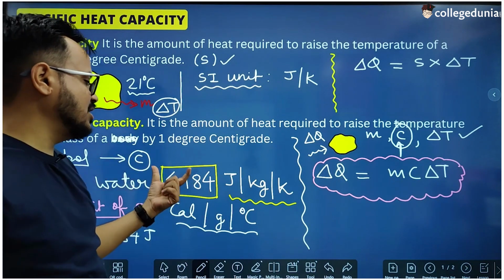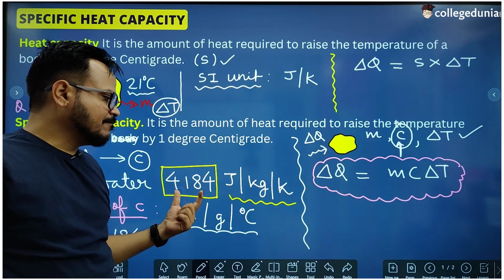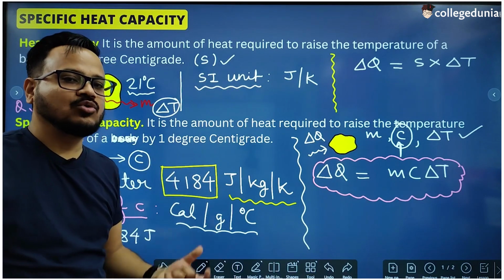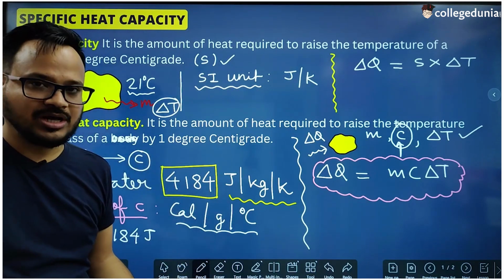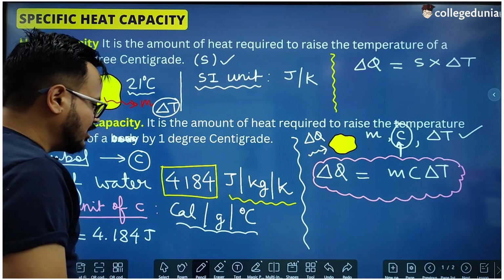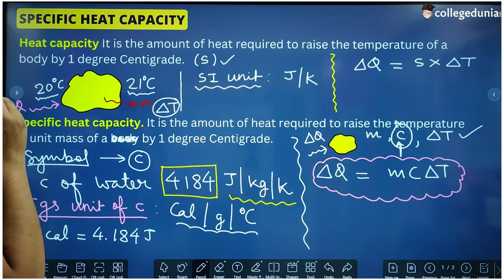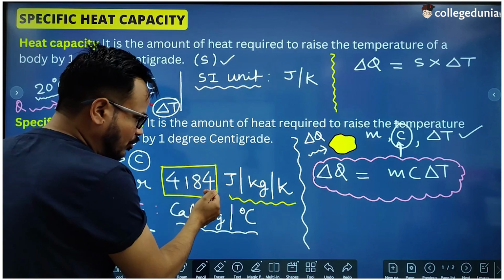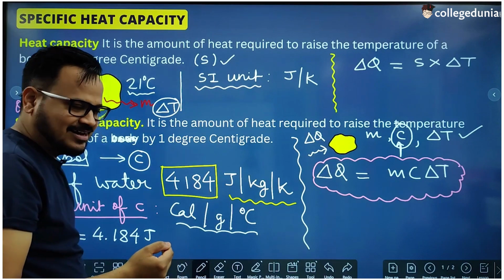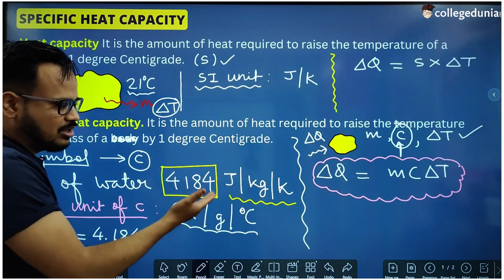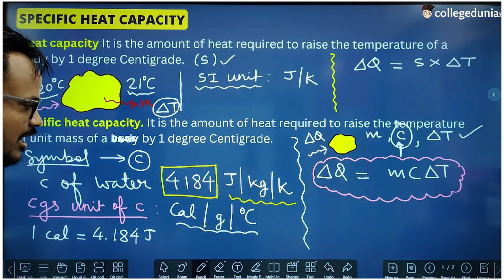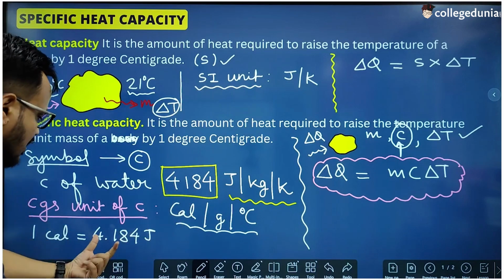Okay, if this much heat is required to heat 1 kg of water to change its temperature by 1 degree centigrade, then what is the amount of heat required to increase the temperature of 1 gram of water by 1 degree centigrade? We will simply divide this by 1000. So the specific heat capacity of water is 4.184 joule per gram per Kelvin, right? For 1 gram, just divided by 1000. For 1 gram, it is 4.184 joule per gram per Kelvin, and 4.184 is simply 1 calorie.